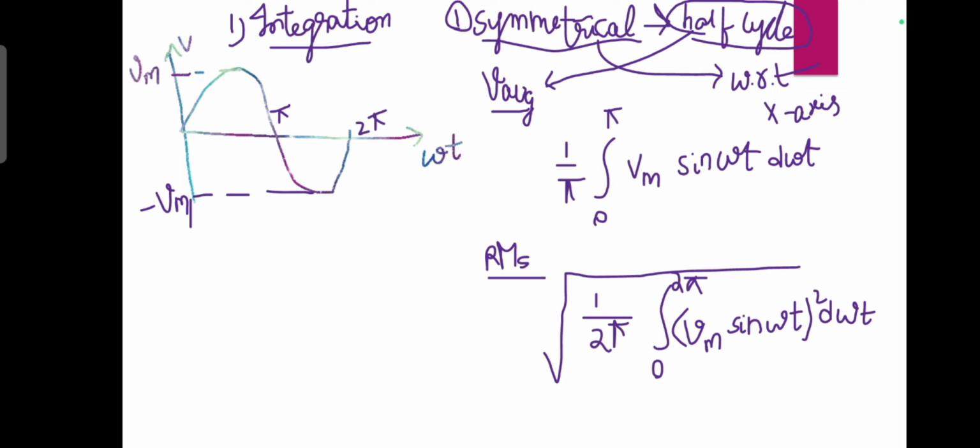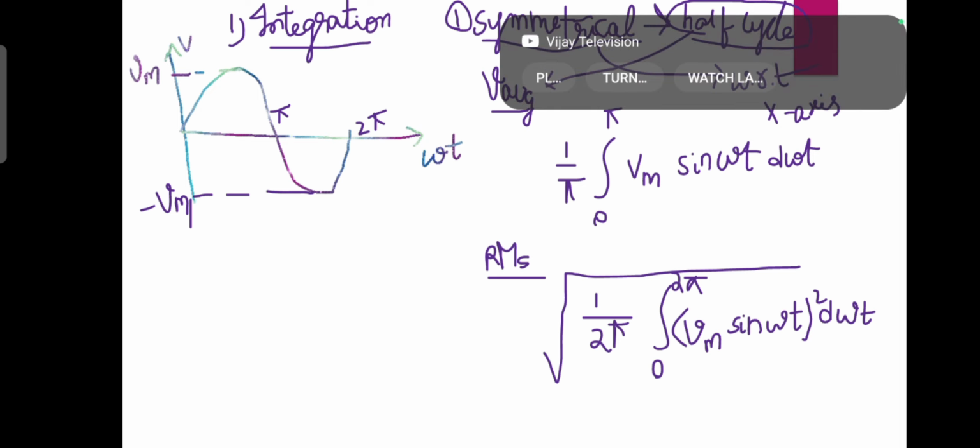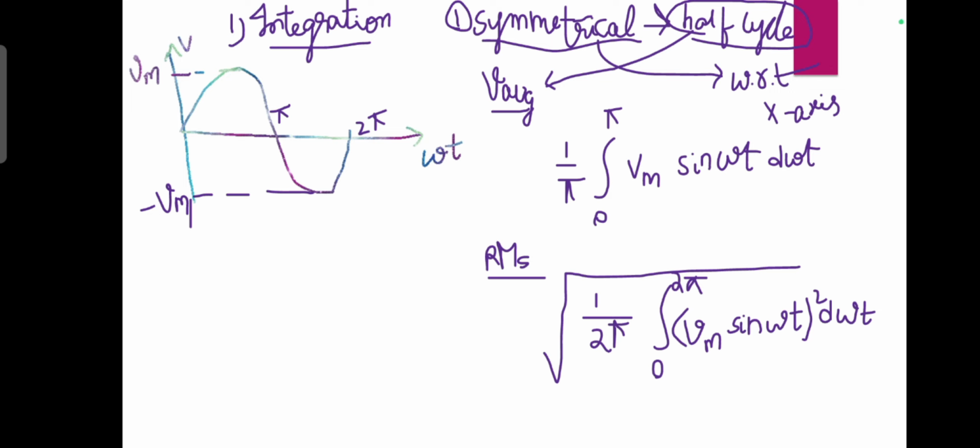First, there is an important rule. If the waveform is symmetrical, that is, symmetrical with respect to the x-axis, the positive half cycle and the negative half cycle look alike. For symmetric waveforms, it is enough to calculate the average value for only half cycle. So here, since this sinusoidal waveform is symmetrical with respect to the x-axis, I am considering only half cycle, that is 0 to pi. There are different methods for calculating this average value.